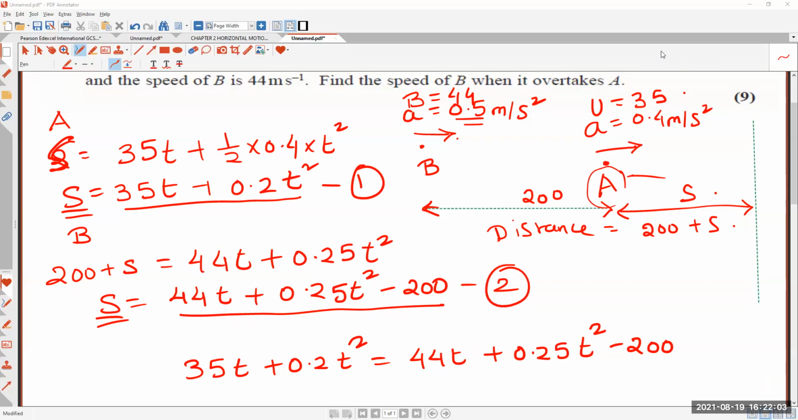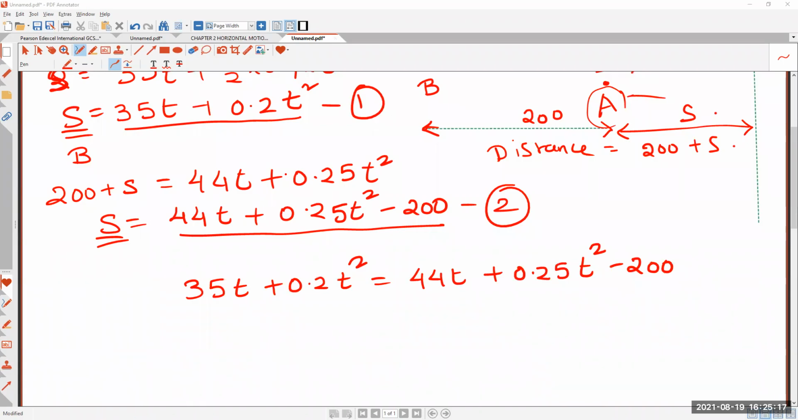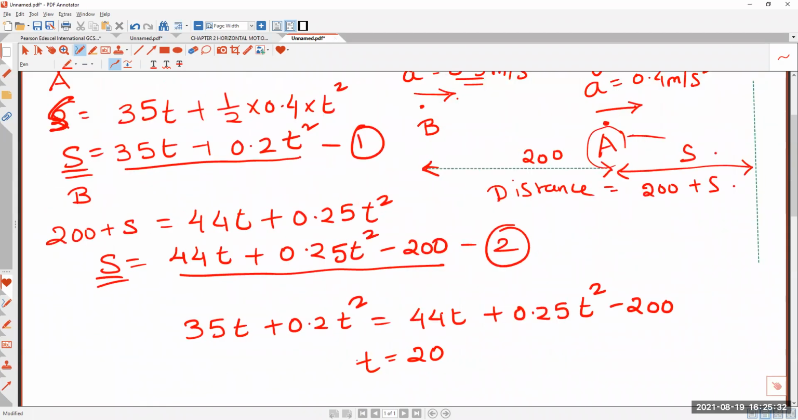So I'll pause the recording. You guys try to do this and find the value of t. Everyone, tell me whether you are getting t as 20 or not. Let me know. 20 Zubair, you, Nafisa, 20. So when your time is 20, I can find the speed of B when it overtakes A.